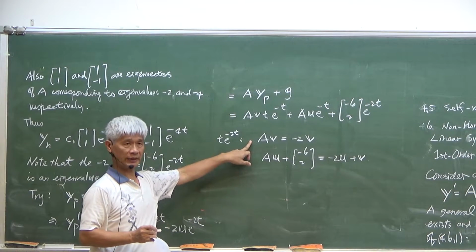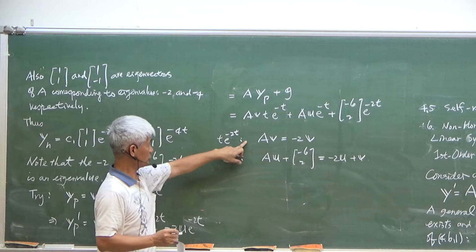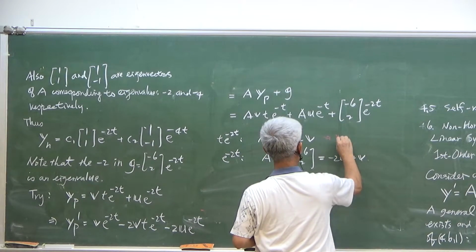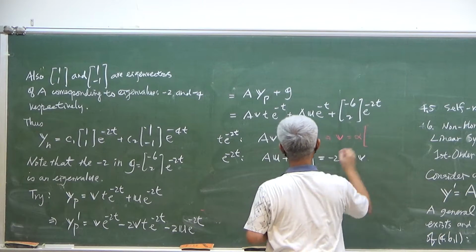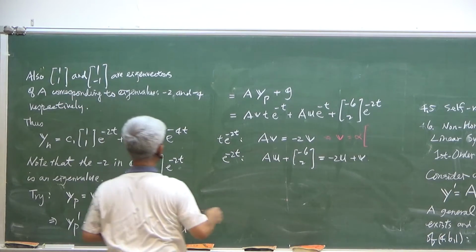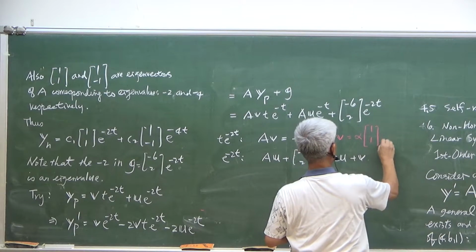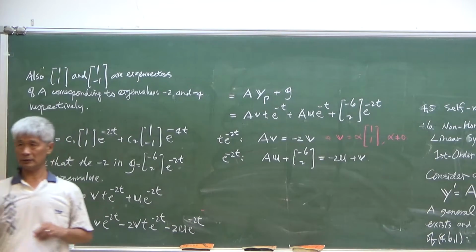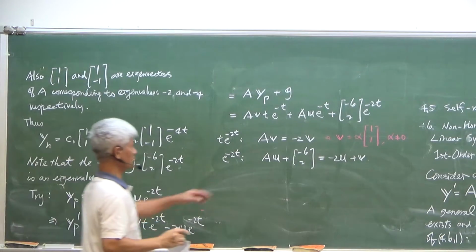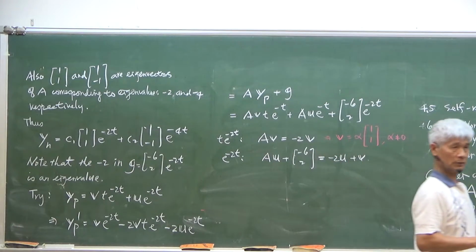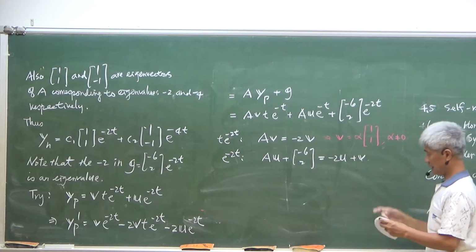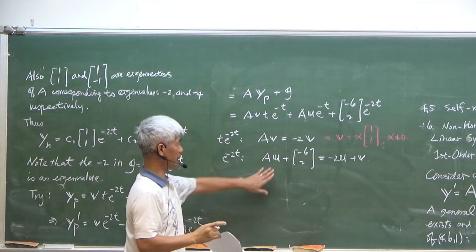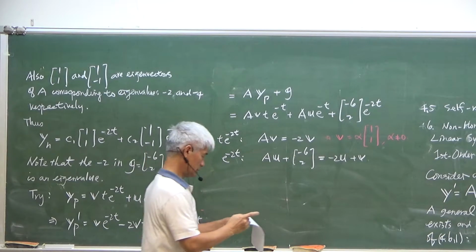This is an eigenequation, and we have solved this one. So we know that v is equal to alpha 1 1, alpha not equal to 0. So we know v is any eigenvector corresponding to eigenvalue minus 2. We already solved it. Okay. So now we have to solve for the second matrix equation here.